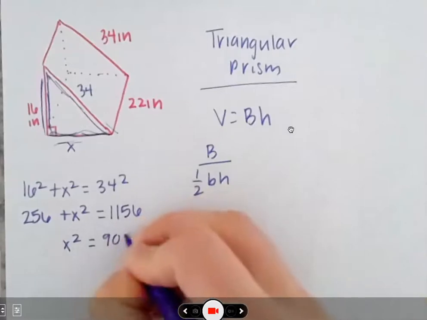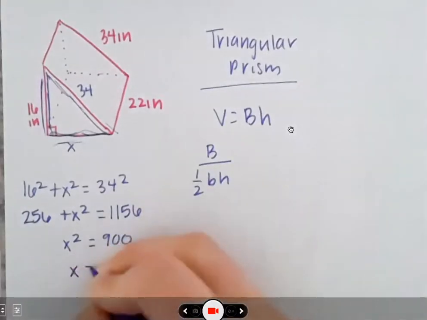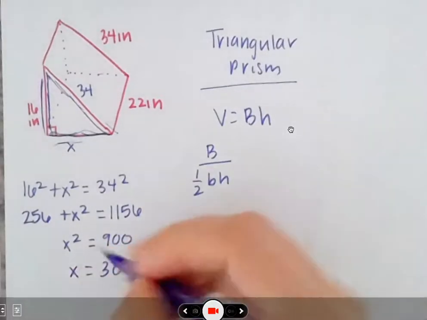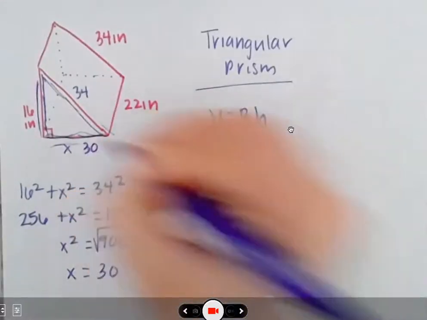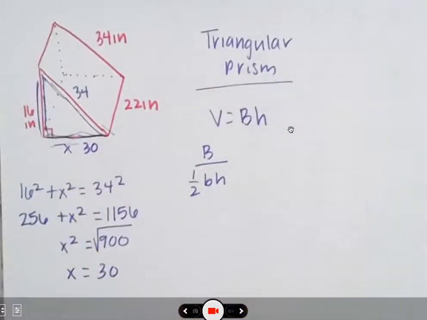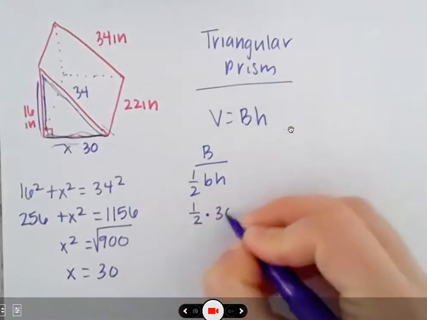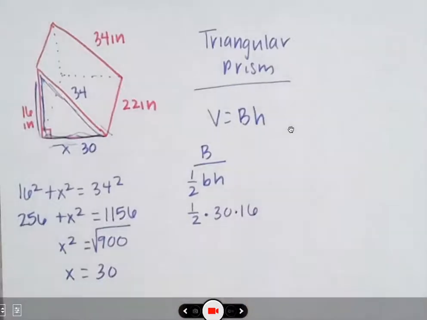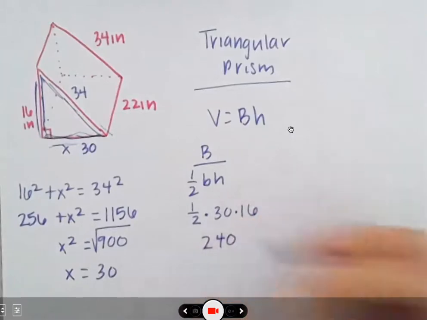Love when that happens. Does anyone know what that's called when all 3 numbers in your Pythagorean theorem are whole numbers? That would be called a Pythagorean triple. So 30 is our base. So now if we plug in here, half our base of 30 times our height of 16, 15 times 16 gives us 240.